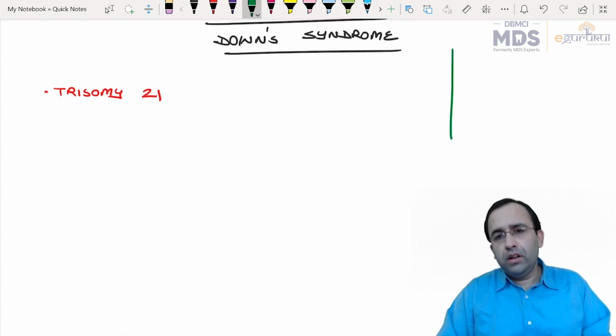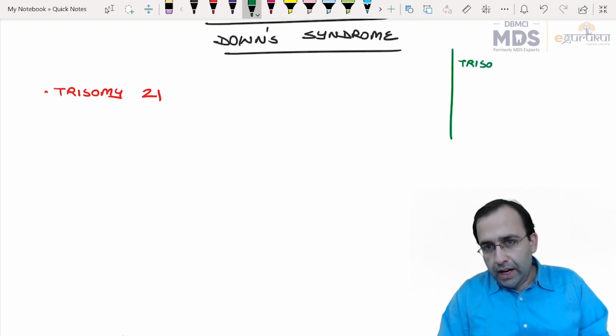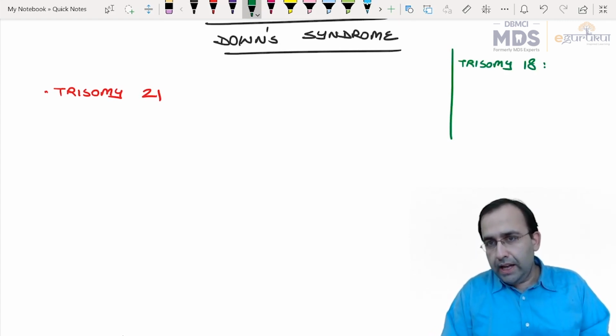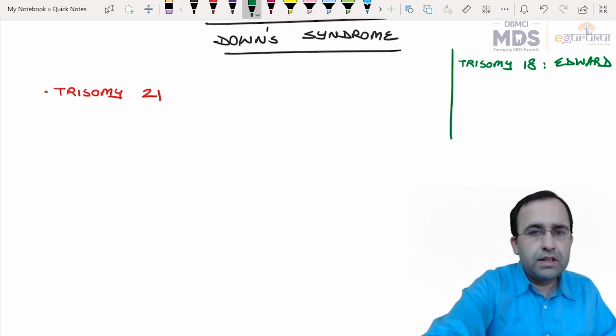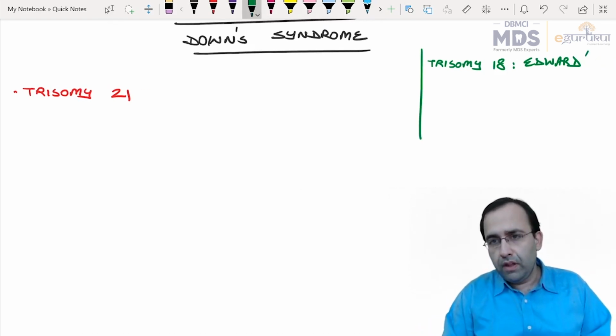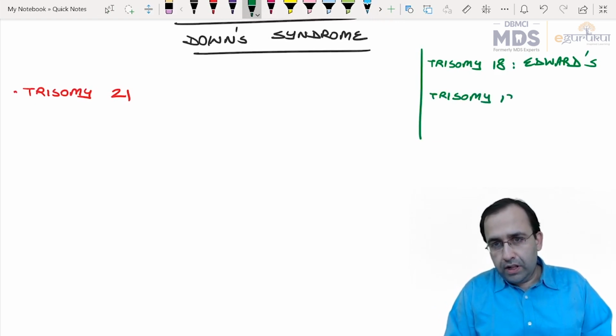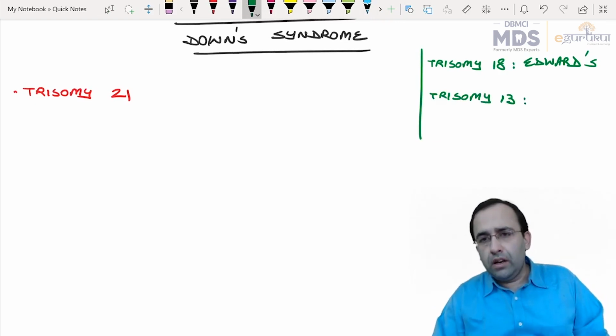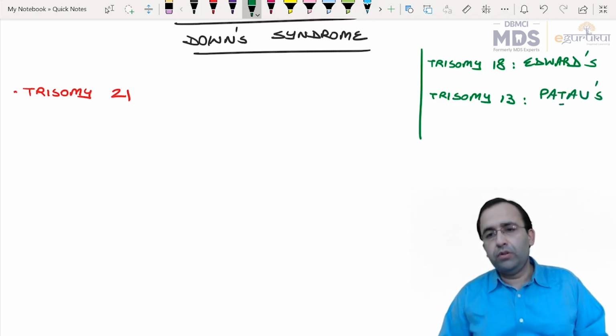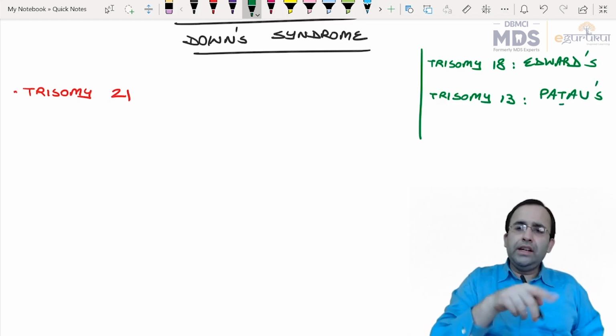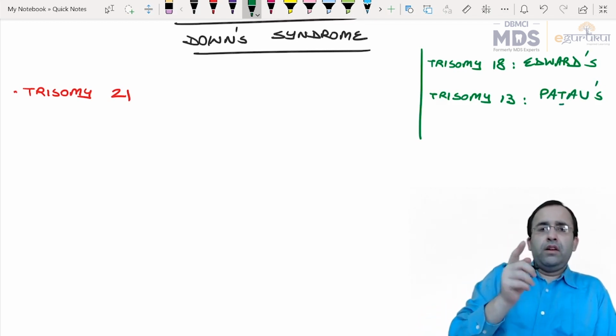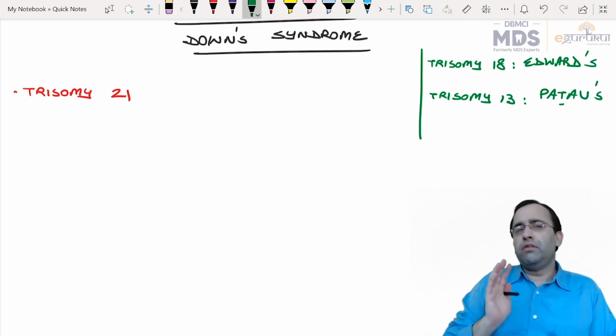Put a line on the side. Trisomy 18 is called Edwards syndrome, versus trisomy 13, which is called Patau's syndrome. Patau, it has a T in it. 13, Patau's syndrome. Down syndrome, trisomy 21.